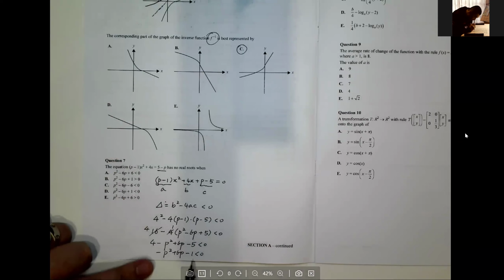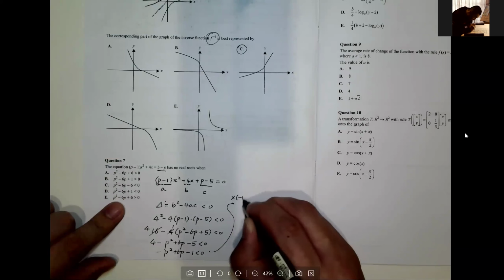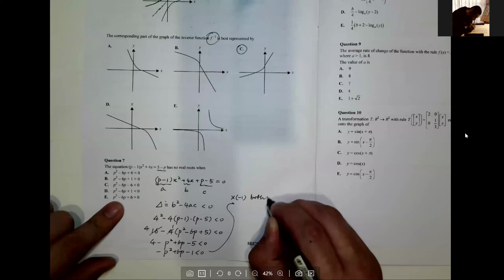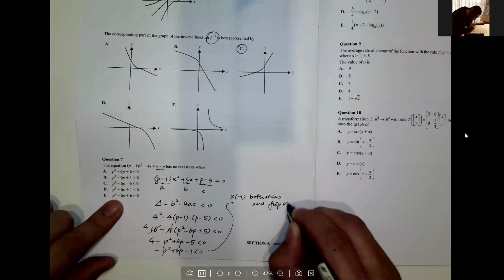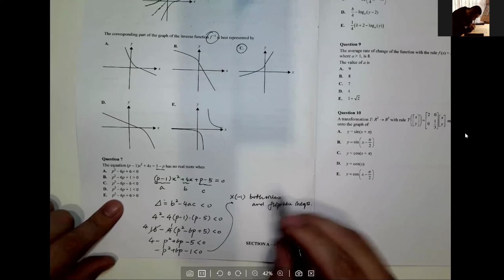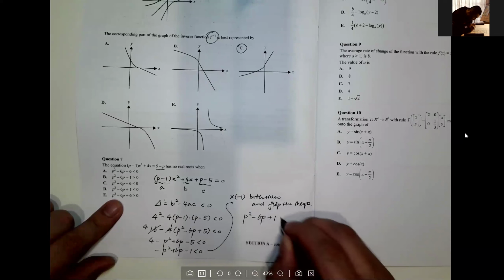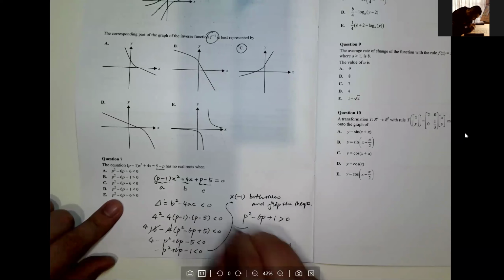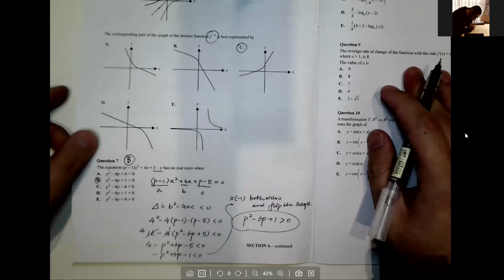Now, if you check through the options, we don't have a negative p squared term. So it is important for you to multiply negative 1 both sides and flip the direction. So you get p squared take away 6p plus 1 is greater than 0, okay? So option B is the correct answer. Right? So that's option B.